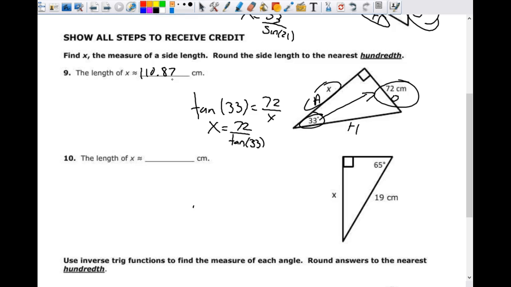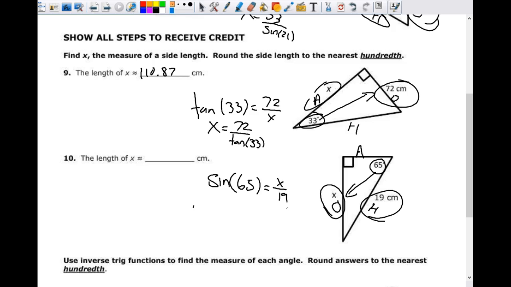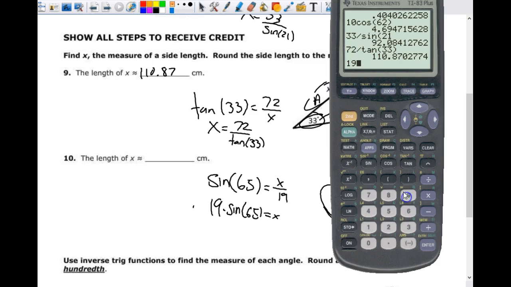This one. Opposite, hypotenuse, adjacent. So we have an O and an X, and an H and a 19. This A has nothing. So we're going to have sine of 65 is equal to opposite X over hypotenuse 19. X is on the top, so we multiply. 19 times sine of 65 is equal to X, which is 17.22.